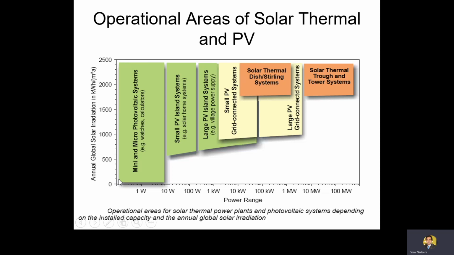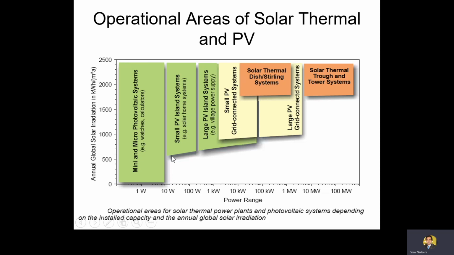The examples of these mini and micro photovoltaic systems are the wristwatches that we usually wear and the calculators that we use to calculate different things. Then we have small PV islanded systems. For example, these systems are installed at homes and shops, on a small scale, and therefore they are known as small PV islanded systems. Solar homes are a good example of that.